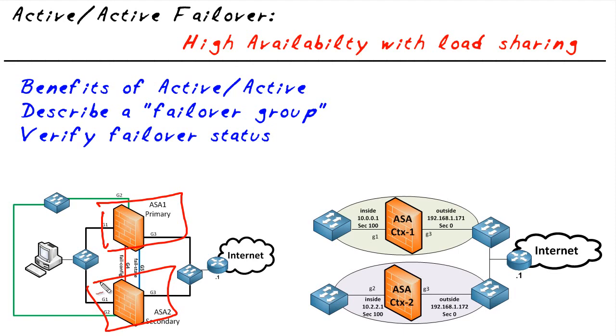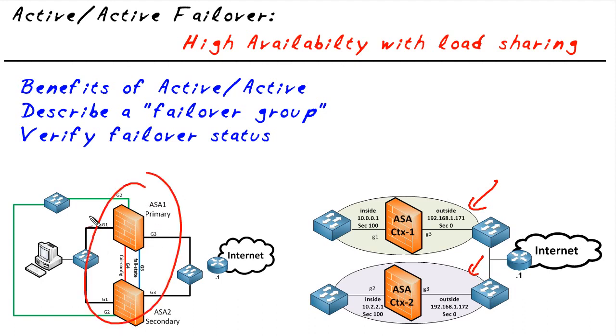Here's how it works. We first of all carve up our ASA into multiple virtual firewalls. For example, we have a virtual firewall context 1 and a virtual firewall context 2. Now, to support that, we can use two physical firewalls as well. But this time, we're going to use something called a failover group. And we're going to have two failover groups. We're going to have failover group 1 and failover group 2.